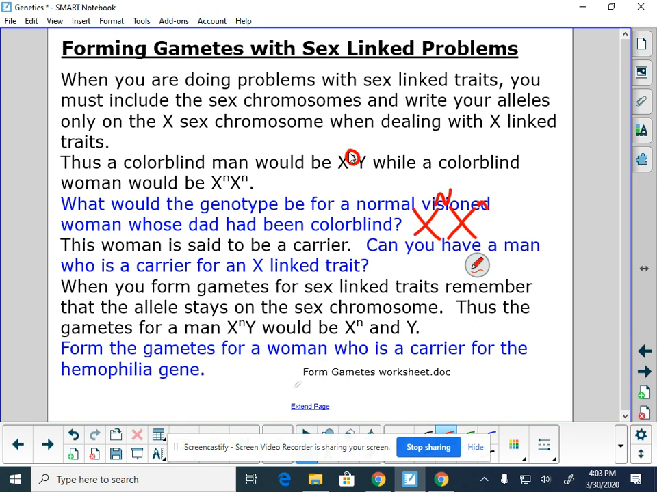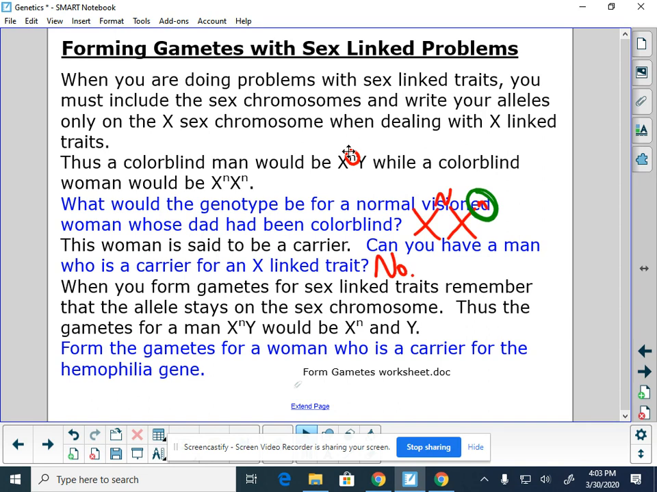Can you have a man who's a carrier for an X-linked trait? No. The definition of a carrier is somebody who does not have the disease but carries the allele for the disease. So this woman carries the allele for colorblindness. A man, if he had the allele for colorblindness, would be colorblind, means he has the disease.